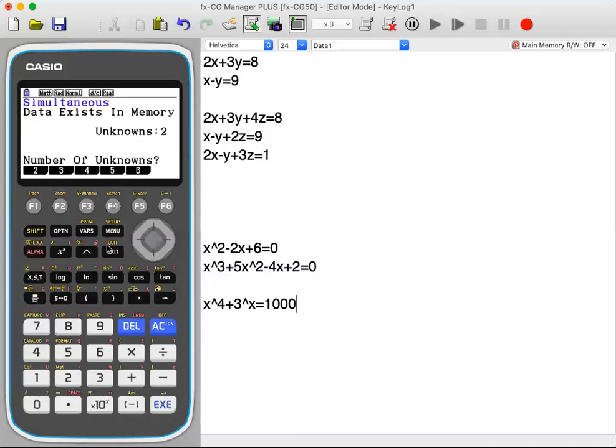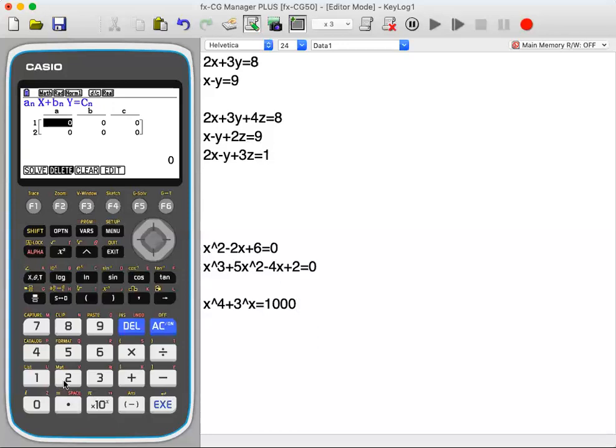So number of unknowns are 2, so clearly I have to press number of unknowns 2. If there were 3 unknowns like this, I would press number of unknowns as 3. And the good thing is that it can solve up to 6 unknowns. It means that you can solve up to 6 equations if required. So first, let's say I start with number of unknowns being 2.